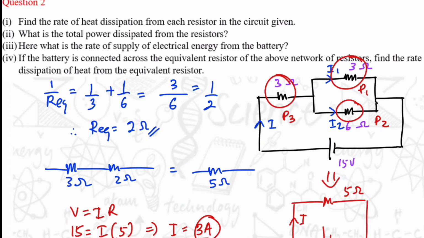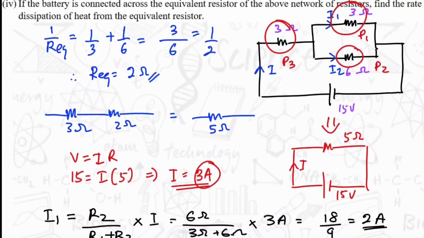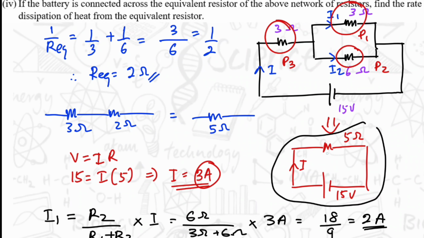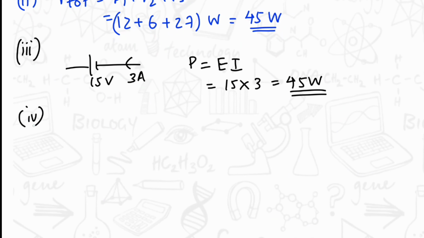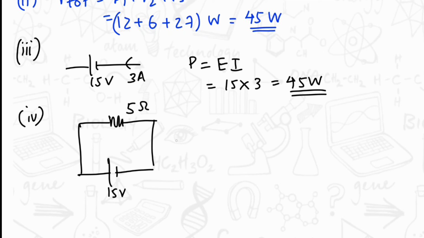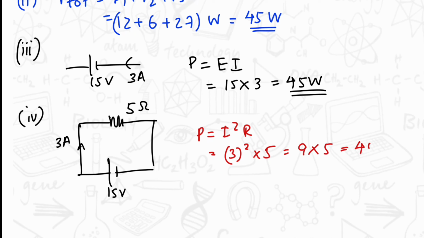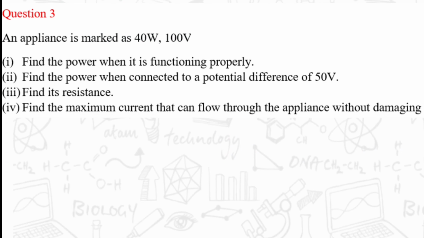Next part. If the battery is connected across the equivalent resistance of the above resistor network, find the rate of dissipation of heat from the equivalent resistor. So this is what they are talking about. This is the equivalent resistance. So let's redraw the diagram. This will be 5 ohms and the current is 3 A. So we can use the equation P equals I squared R. That is 3 squared times 5, 9 times 5. We get 45 watts. Now let's move on to another question.